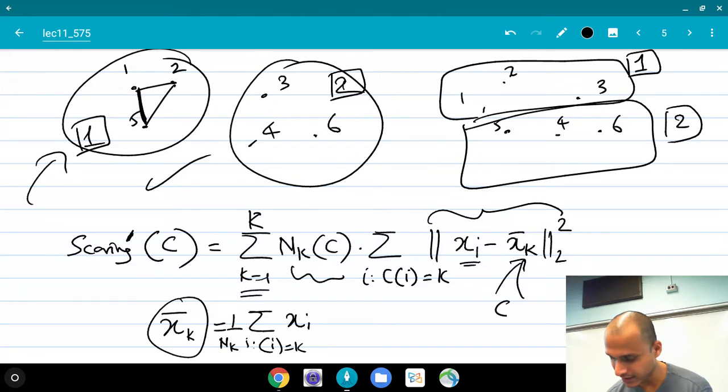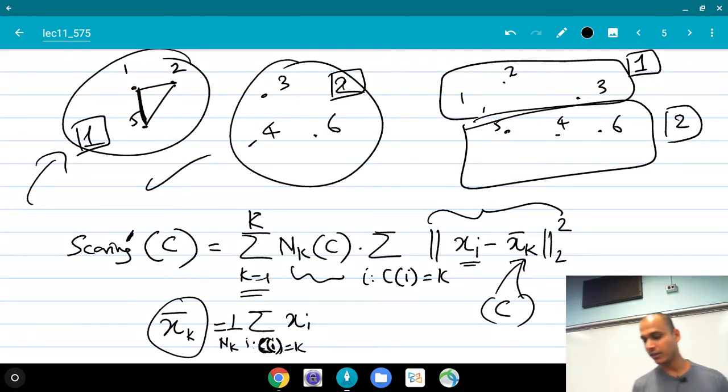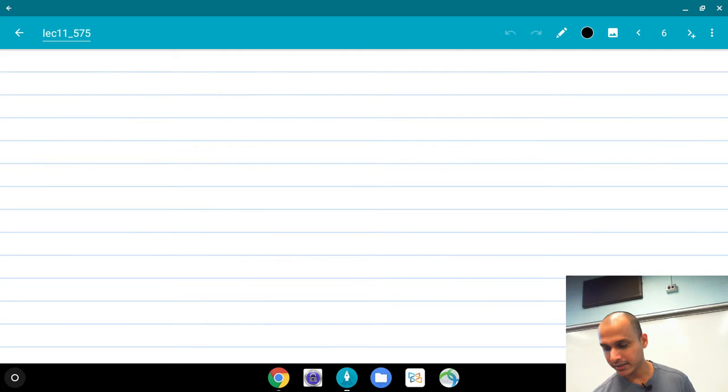So this depends on C as well, right? If I know the assignment, I can compute the x bar k, because it depends on where the C of I is here. So this is also difficult to compute. Actually, this objective is computationally hard. But there is a way to break this problem so that we can at least do something greedy, as in something iterative.